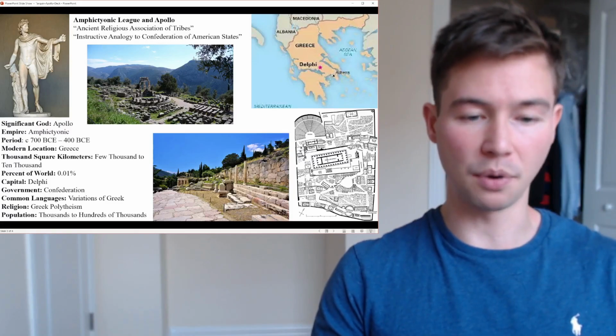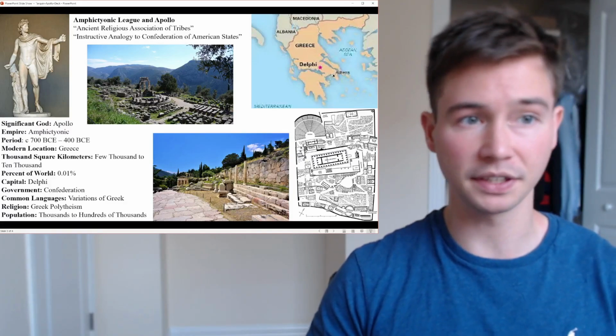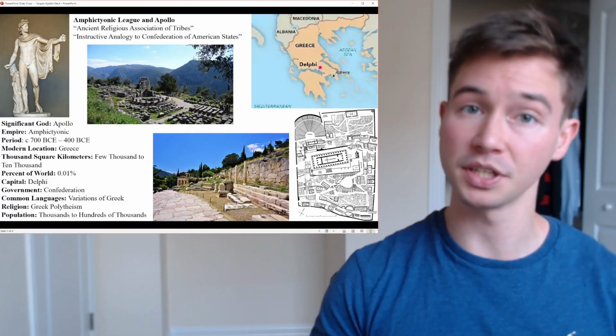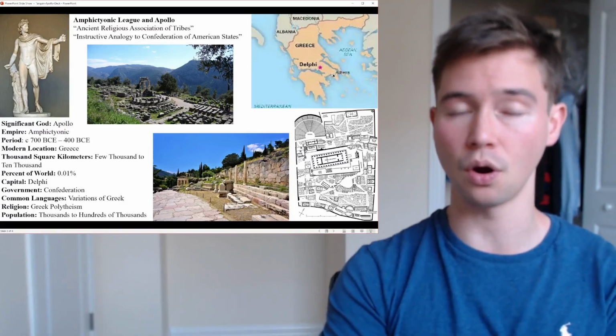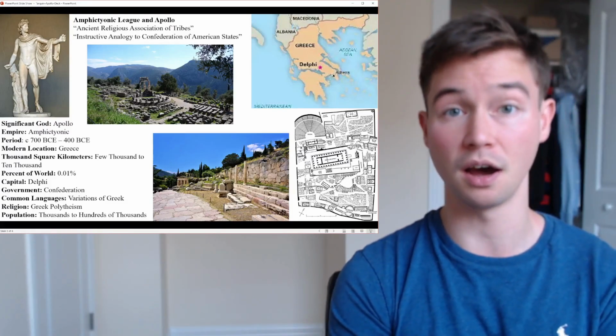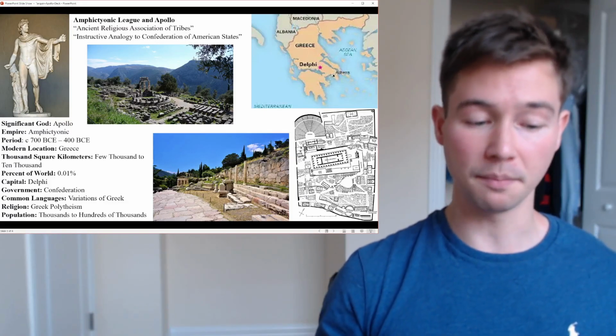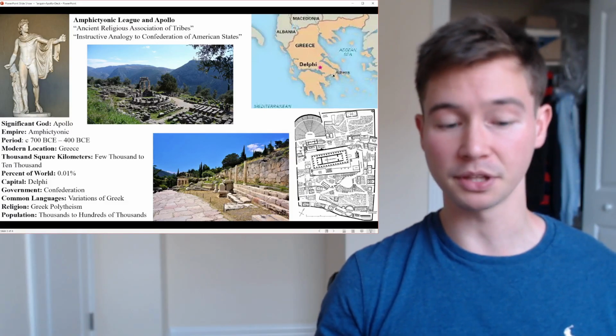As for the life of Apollo, since there is no specific leader associated with the Amphictyonic League, because many of the representatives represented their own states, we'll discuss Apollo, who's the major god of the Amphictyonic League. Apollo is one of the most prominent and multifaceted deities in ancient Greek mythology.